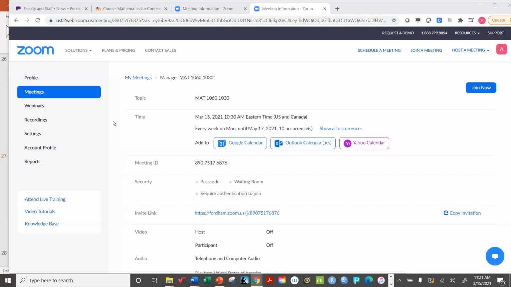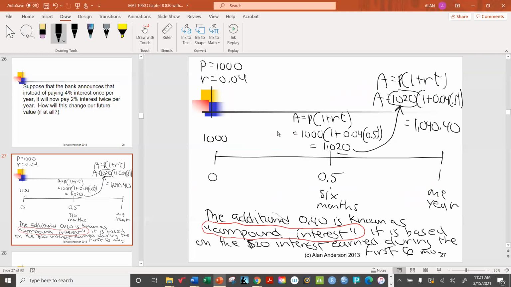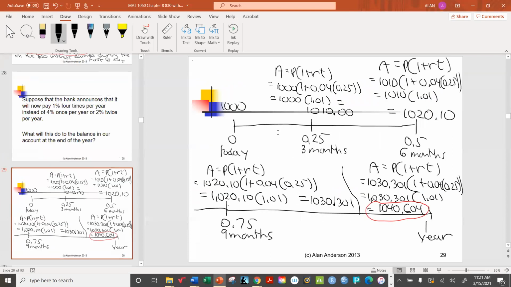So we're going to prove it right now by doing this. We're going to pay not 4% once a year or 2% twice a year, we're going to go to 1% 4 times a year. Now, there's a lot of calculations here, but you'll see at the end that in fact, this increases our balance even further. Okay, so let's do this. Now, this is going to take a little while, so I hope you'll be able to follow through all the steps and see what's different now.